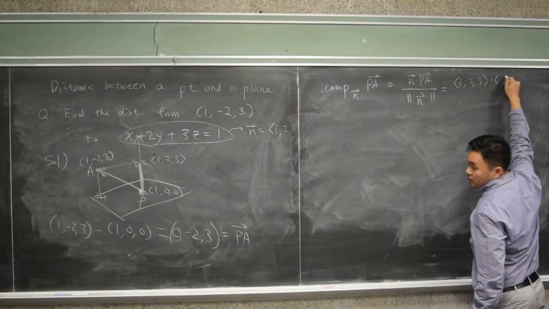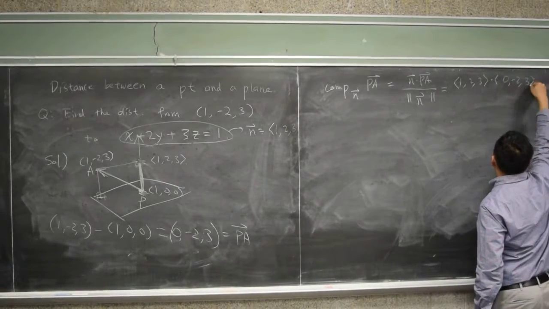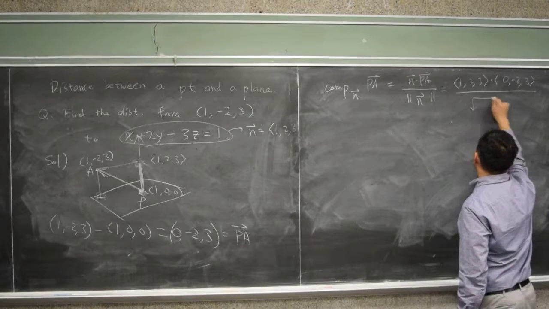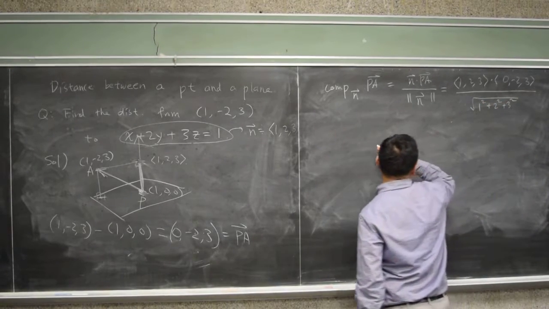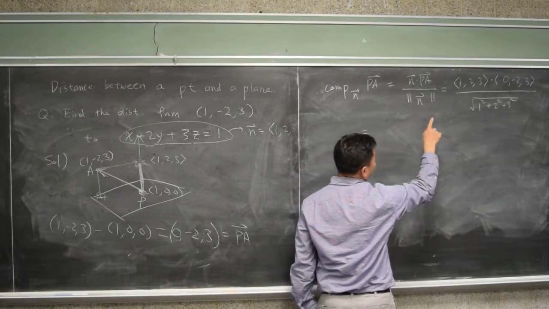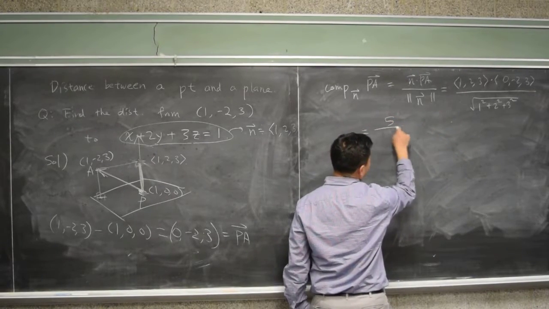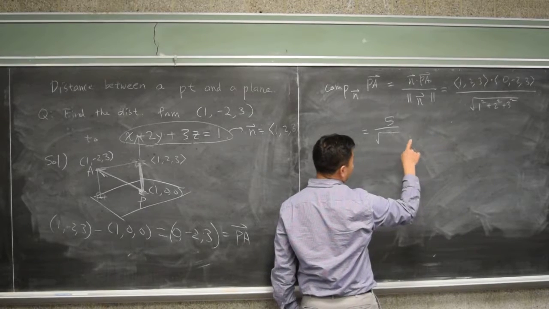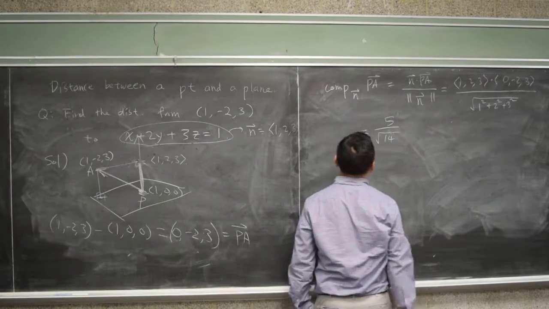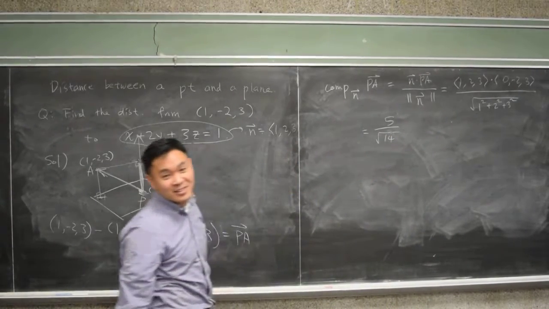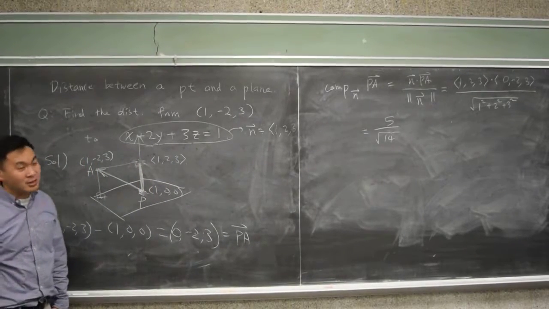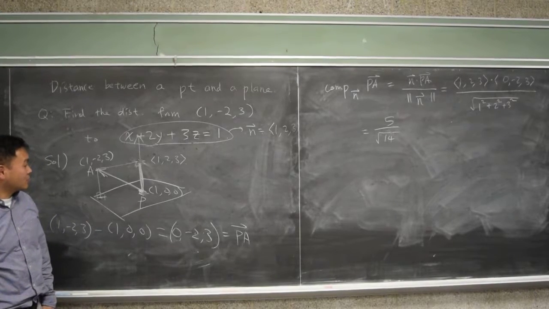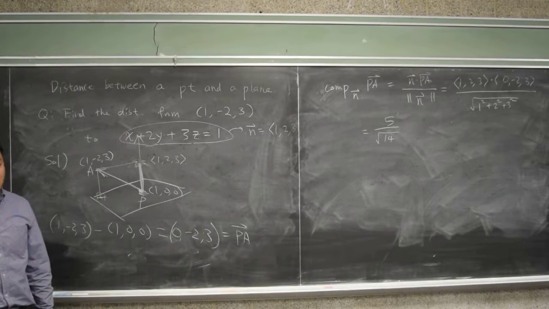dotted with 0, negative 2, 3, divided by the square root of 1, 2, 3, right? That's the norm, which gives you negative 4 plus 9, so 5 on the top, over the square root of 9, 10, 14. That's it, that's the answer. So it's rather simple, right? That's the distance between the line and the given point.